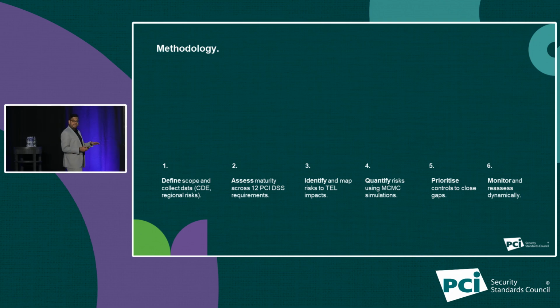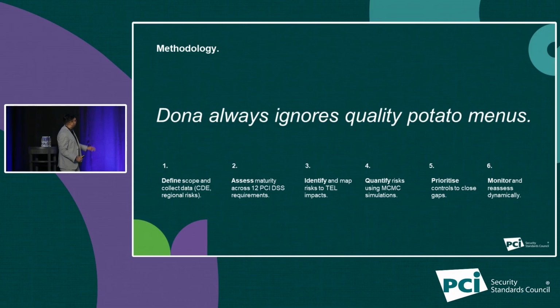Now, the 6 steps might be difficult for you to remember, but something that you won't forget is those little kids whom you tell to have dishes made out of potato, and they would say no. But when you give them French fries, they'll be like, yes, I want to have it. So you just remember it by Donna always ignores quality potato menus, and that will give you the 6 steps.